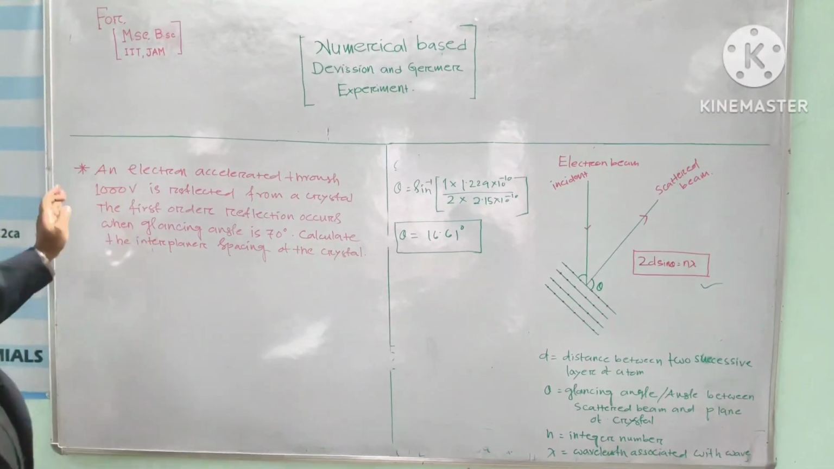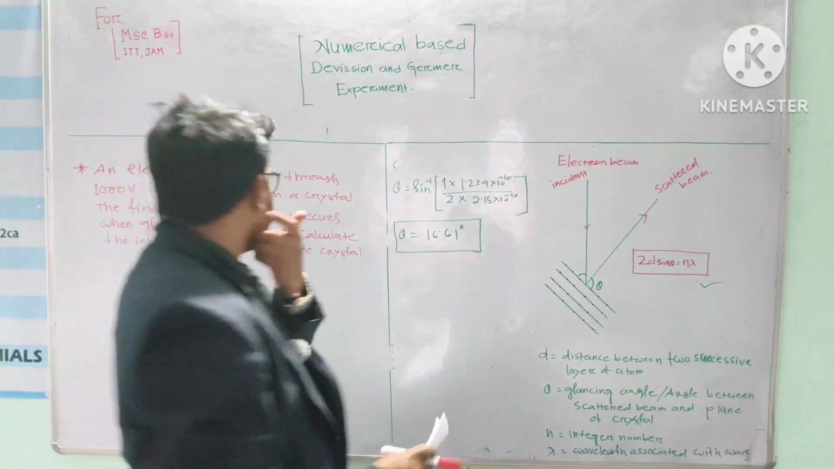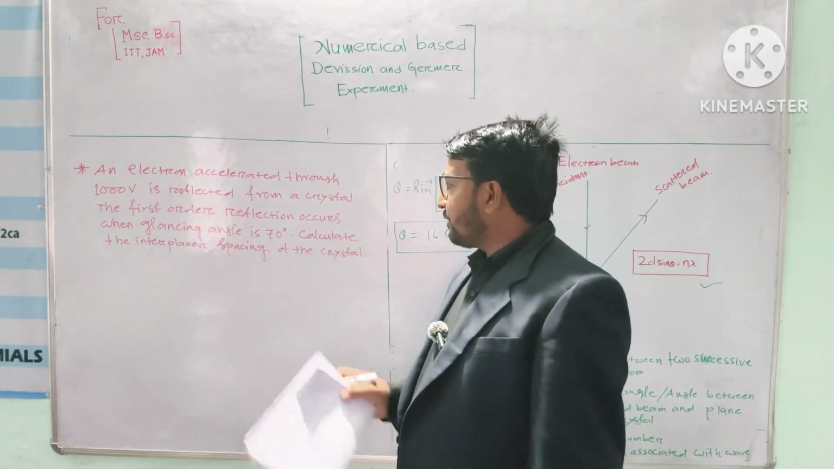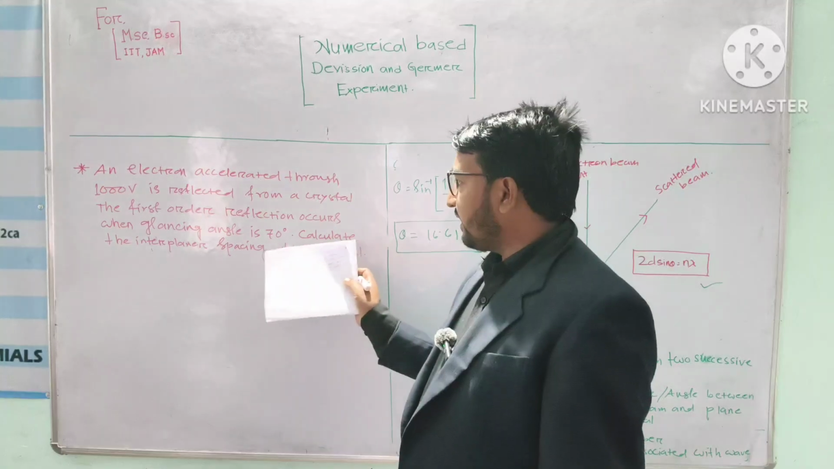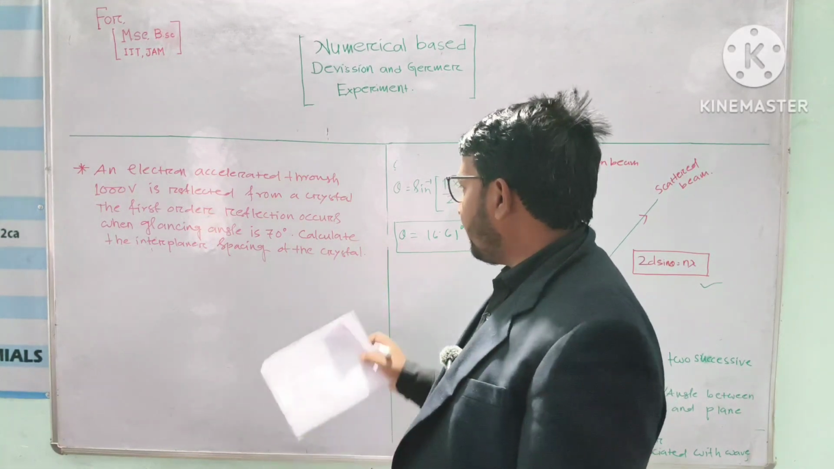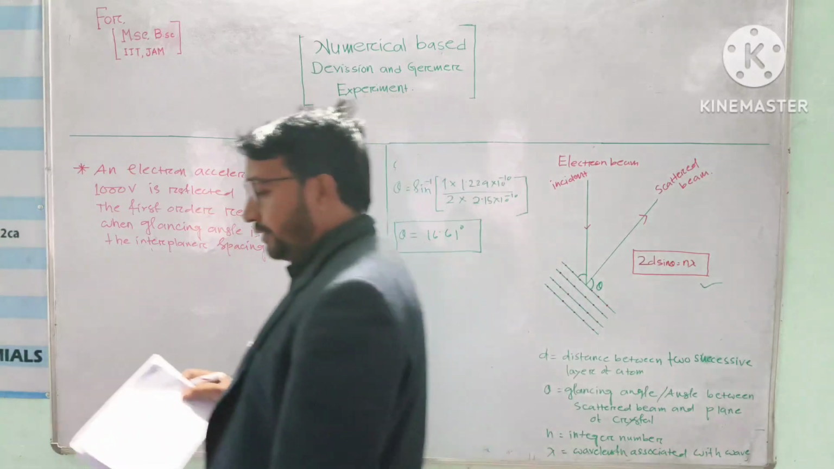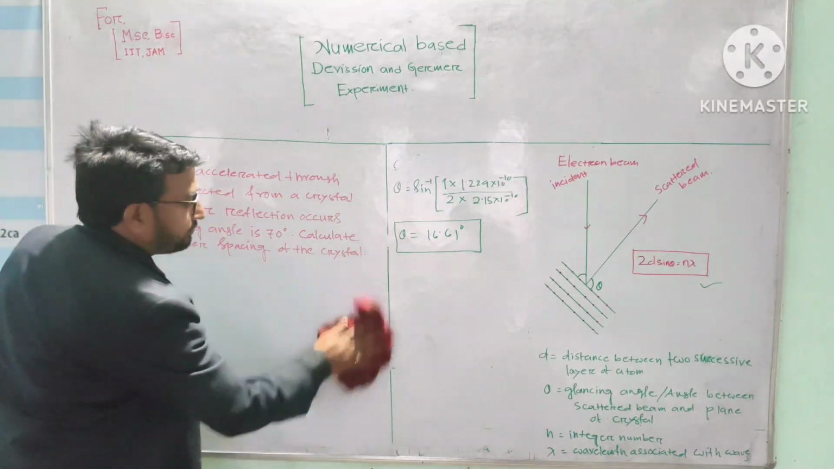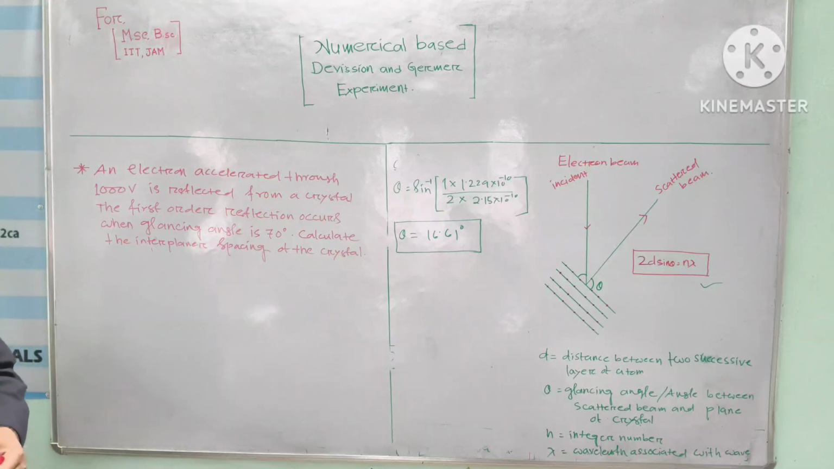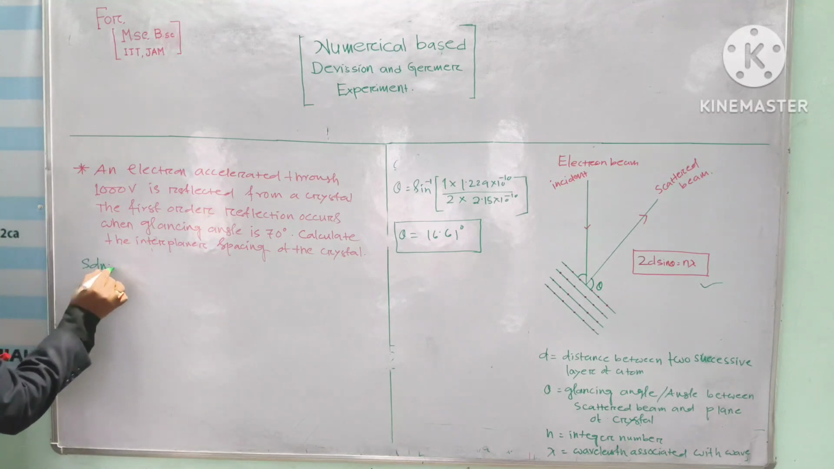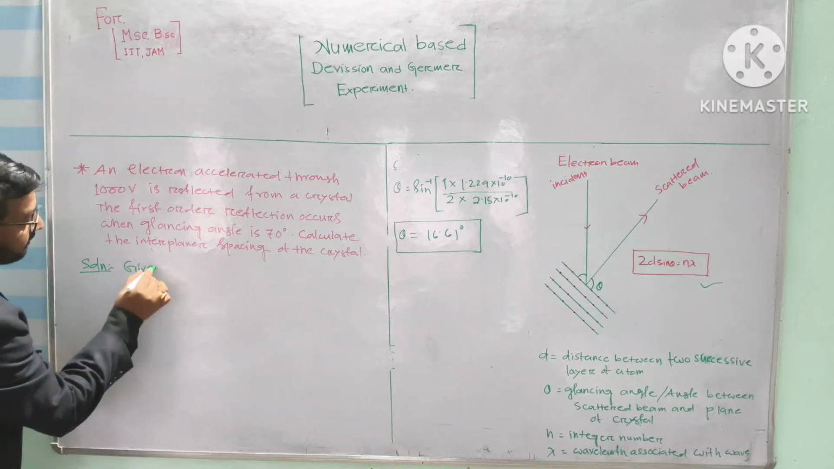Okay, our next problem is: an electron accelerated through 1000 volt is reflected from a crystal. The first order reflection occurs when the glancing angle is 70 degree. Calculate the interplanar spacing of the crystal. Okay, so the given information of this question. Solution, given.